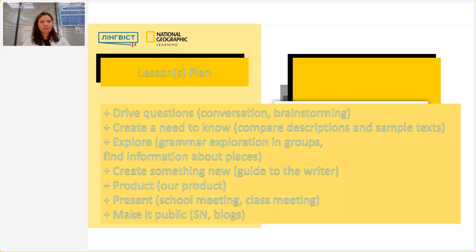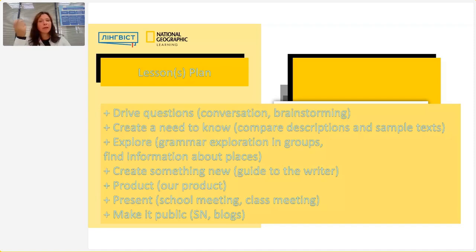So just to sum up, we have just discussed the plan for how to make this. I think it could be 1 lesson of discussion and homework writing, or writing on the next lesson. So 1 plus homework or 2 lessons for this project. First, drive questions. Have conversations, have brainstorming, write down everything. Create a need to know. Ask your students to do something and compare it with a good model. Ask your students questions that will help them analyze the information.